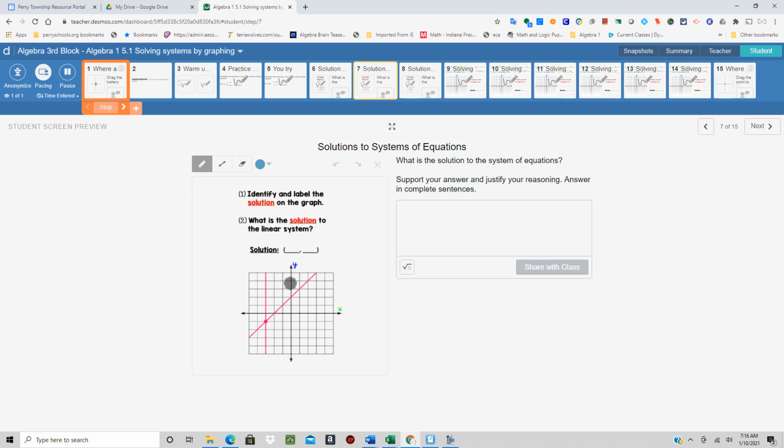On this one, same situation. It's where the graphs cross, so I'm going left. I always go right or left first because I need my x to be the first one in the ordered pair. 1, 2, 3. That's going to be negative 3. And I'm going down 1, so it's negative 1.